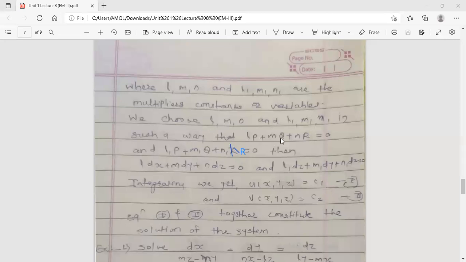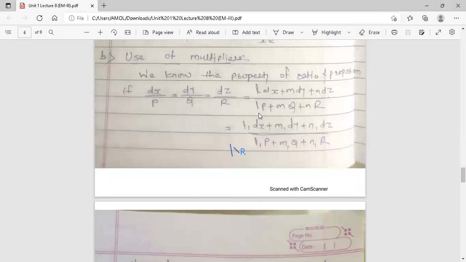So Lp plus Mq plus Nr is equal to 0 and L1p plus M1q plus N1r is equal to 0. Then the numerators are also 0. I have explained that if we multiply the denominator terms by L, M, N, we have to multiply the numerator terms also by L, M, N, so that we have L dx plus M dy plus N dz equal to 0. If the denominator is 0, then the numerator is also 0.